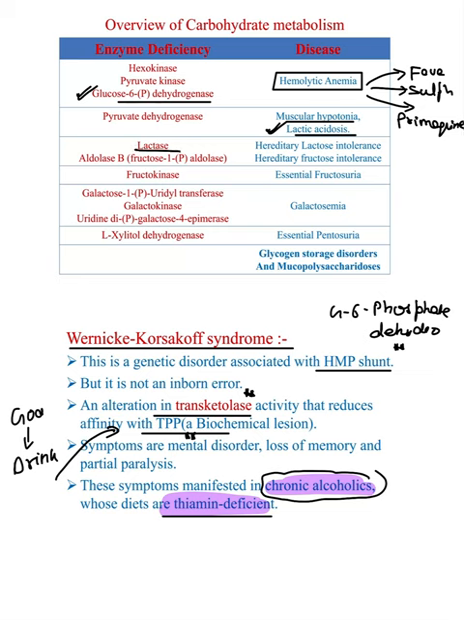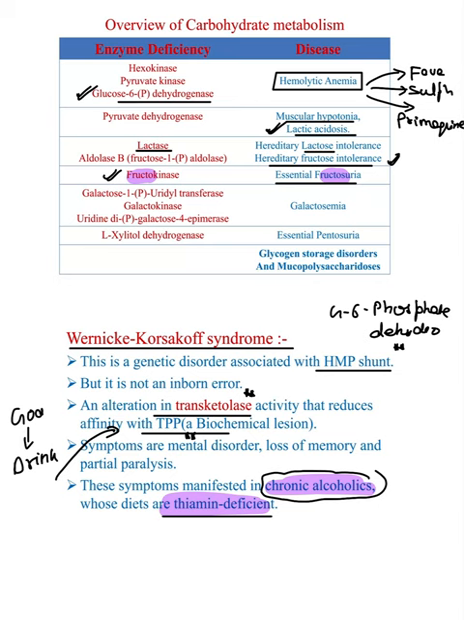Now you have lactase. If you have a deficiency of lactase, the enzyme that breaks down lactose, you get hereditary lactose intolerance. You might have heard some mothers saying my baby is allergic to milk. What creates that? There is a deficiency of the enzyme lactase that breaks down lactose. Now, aldolase B deficiency causes hereditary fructose intolerance. Now, fructokinase deficiency causes essential fructosuria.